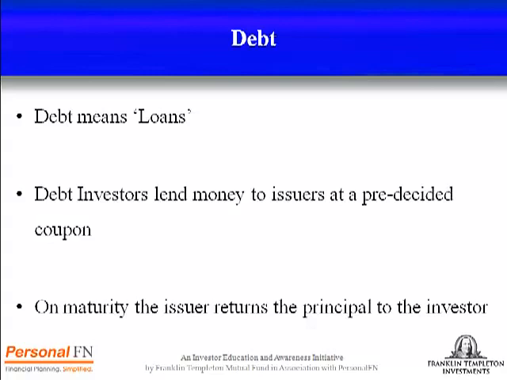Debt investors lend money to issuers at a pre-decided coupon. In debt markets, the investors invest their money in the form of loans to the issuers, who are usually banks, companies or a government, at a pre-decided coupon rate. On maturity, the issuer returns the principal to the investor. When the bond matures on the due date, which usually ranges anywhere between 1 year to 30 years, the issuer gives the original investment or the principal amount back to the investor.